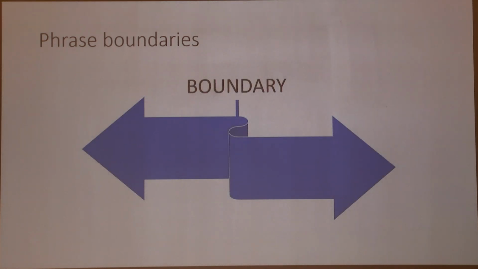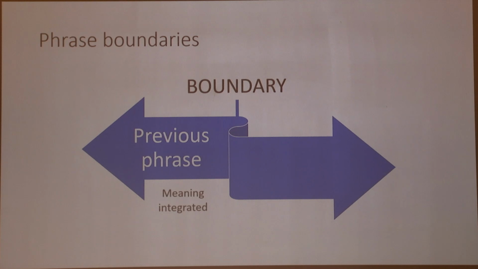Phrase boundaries also ease the load of information that we're processing at a given time. So at the location of the boundary, we're integrating information about the meaning of the phrase that we have just processed. Once we integrate this information, we no longer need to keep it in our working memory, and we can shift our focus of attention to the next phrase.